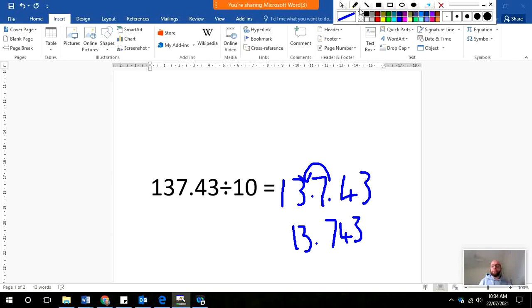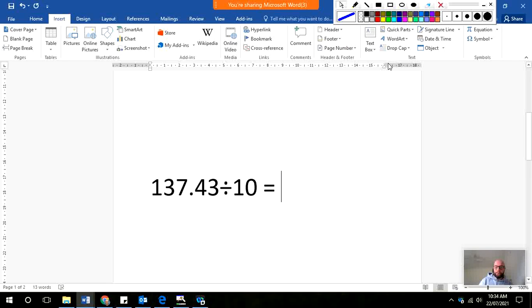If I was to change that and made that 100, what we're saying is it's getting 100 times smaller. So that's worth 2 different place values. If it's 10 times smaller, it goes 1. If it's 100 times smaller, it goes another 1.